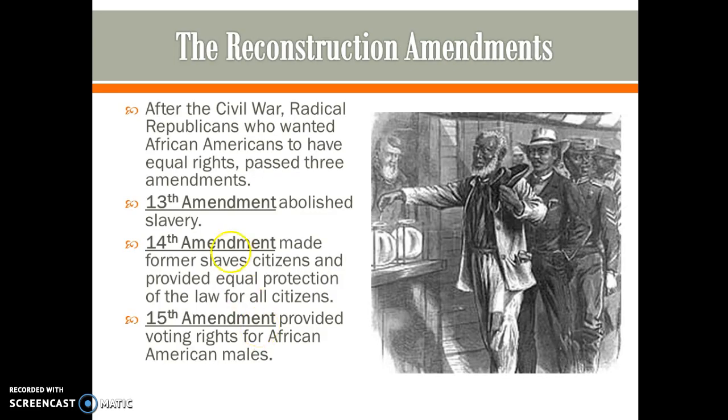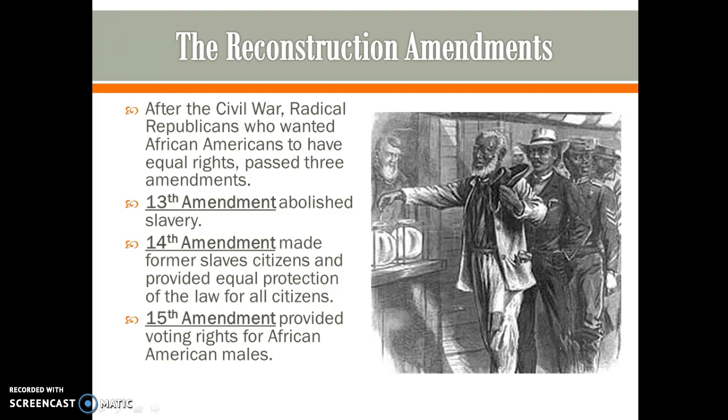After the Civil War, radical Republicans who wanted African Americans to have equal rights passed 3 amendments that became known as the Civil War Amendments. The 13th Amendment abolished slavery. The 14th Amendment made former slaves citizens and provided equal protection under the laws for all citizens. The 15th Amendment provided voting rights for African American males.